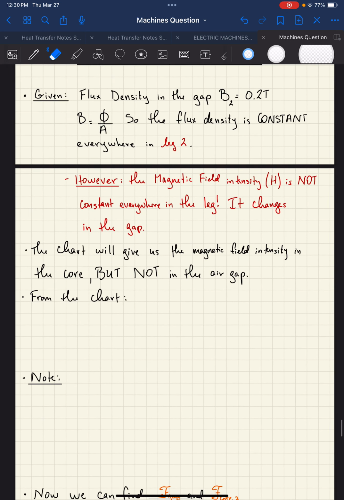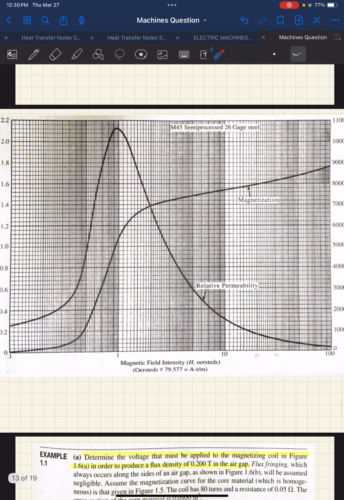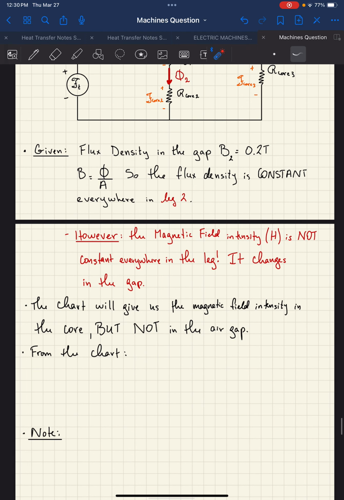So let's continue. This graph will give us the magnetic field intensity, in other words H. But of course they can't make things too easy, they have to add a challenge. They don't give us H in the units that we need. They give us H in different units, so we have to convert. It's like a little extra step.